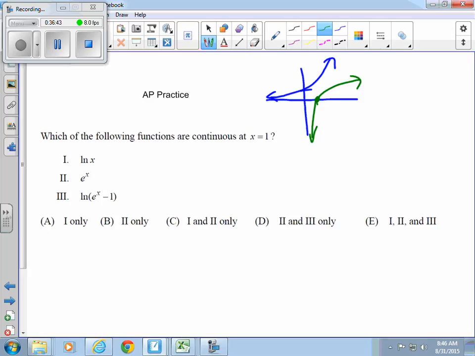I don't know what natural log of e to the x minus 1 looks like. So I'm going to look at what would happen if I plug in 1 into e to the x. What's e to the first power? e. And e minus 1, well, e is about 2.7, so e minus 1 is something bigger than 1. Is natural log okay at something bigger than 1? Only time natural log is not okay is at 0, right? Or before. So actually 1, 2, and 3 are all continuous at x equals 1. This would have been a non-calculator question, so that's what makes it tough.